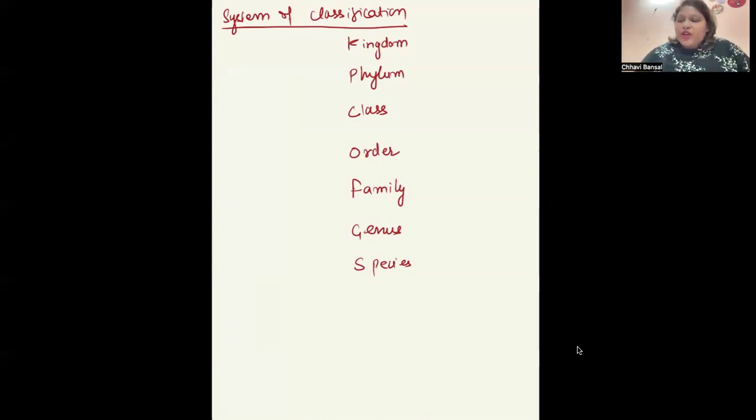So in a kingdom, there are multiple phylums. In each phylum, there are multiple classes. In each class, there are many orders. In each order, there are families. In each family, there are genuses, and each genus has multiple species, right? So if I go, can you see the kingdom is a very broad thing. So it is very general, and it has more organisms present in it.